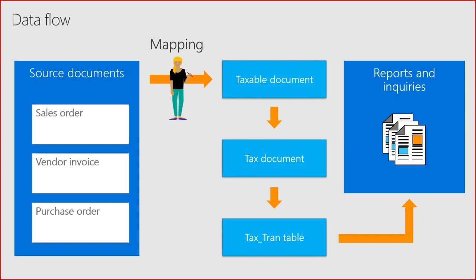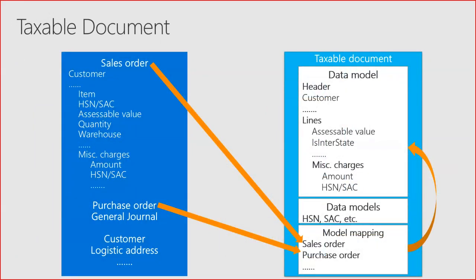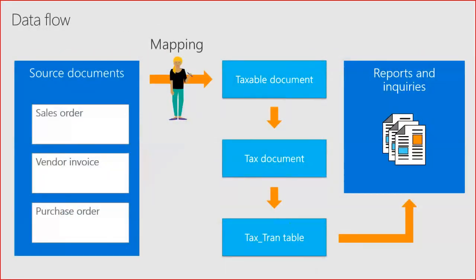So you create a sales order, system GTE will execute the model mapping to get the value from sales order, map to taxable document, and then tax document will use the data you have in the taxable document to do the applicability, calculation and posting, and then the result will be in the same table as you have in the old tax engine, and then for the reporting inquiry.